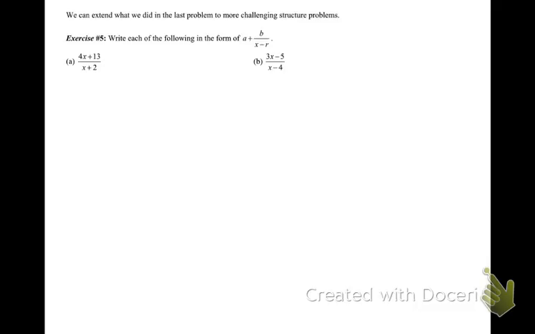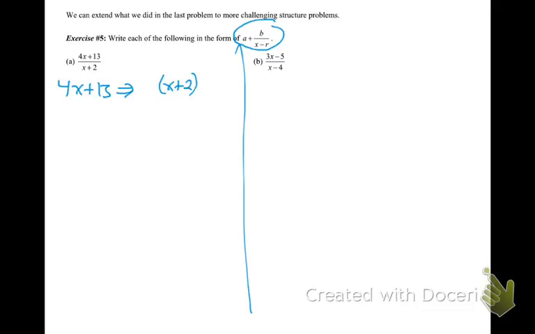Exercise 5. So let's practice this with a little more challenging problems. In this case, I don't just have an x on the top, I have a 4x on the top. Okay? So I want to rewrite that numerator so that it has an x plus 2 in it. However, I want to write it so I have just a number in the top to remain. So what I'm going to do is rewrite that 4x plus 13 as something that has an x plus 2. To make it just an x plus 2, notice I have to have a 4.